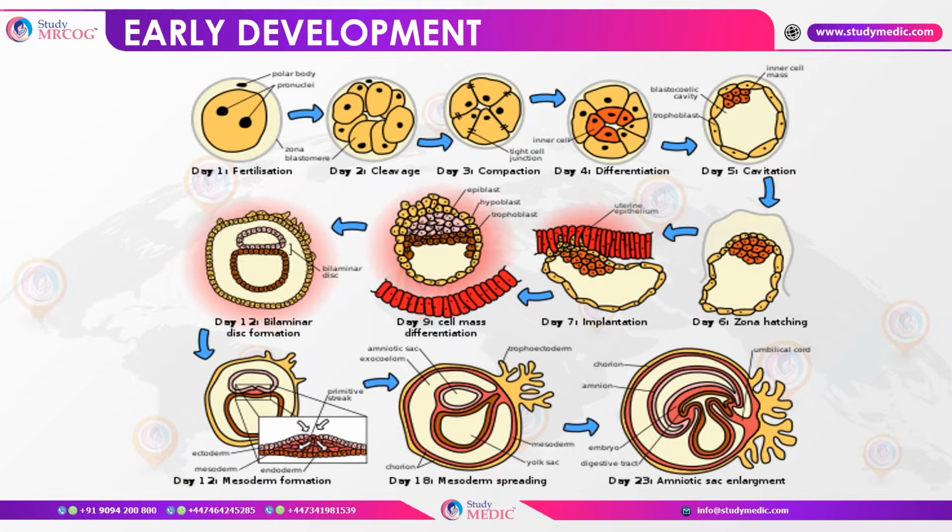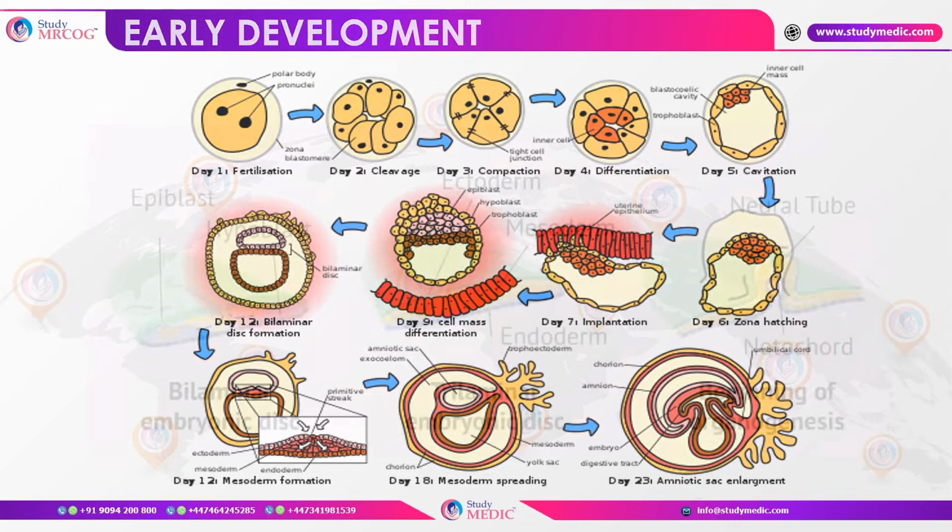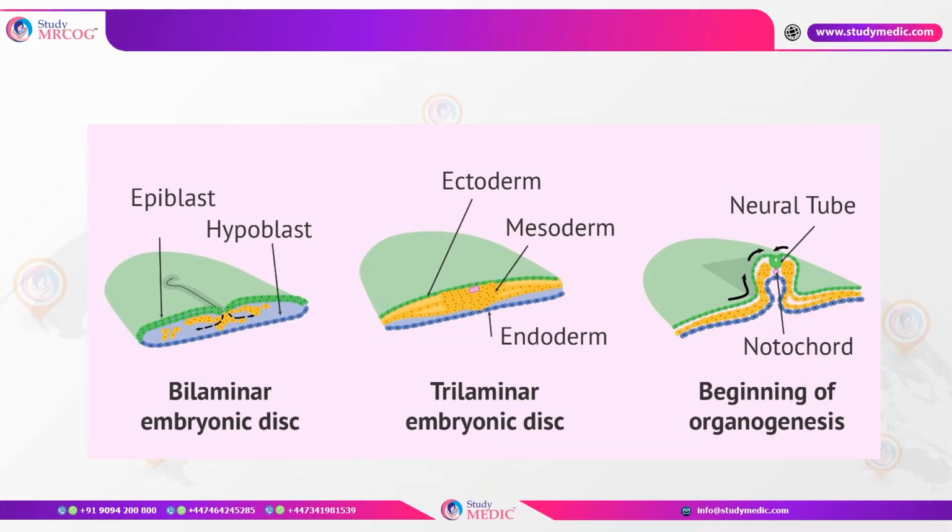After implantation, there is cell mass differentiation, noticed by about day 9, and we have the differentiation into epiblast, hypoblast, and the trophoblast. This is the bilaminar disc formation. After that, we have formation of mesoderm leading to the trilaminar disc formation. So in the bilaminar embryonic disc we have the epiblast and the hypoblast, whereas in the trilaminar disc we have the ectoderm, mesoderm and the endoderm. Correspondingly, when the trilaminar disc forms, we also have the beginning of organogenesis taking place.